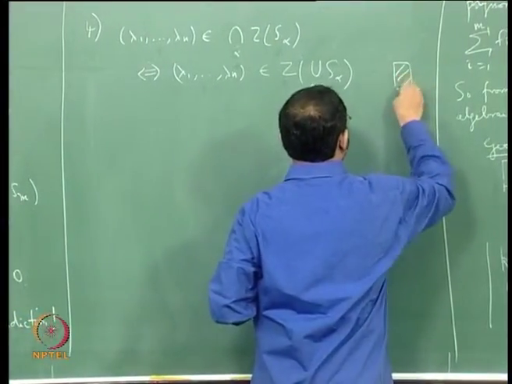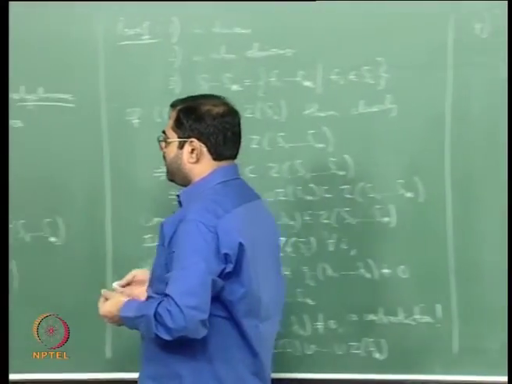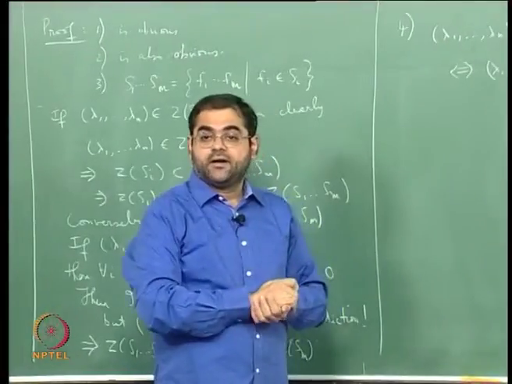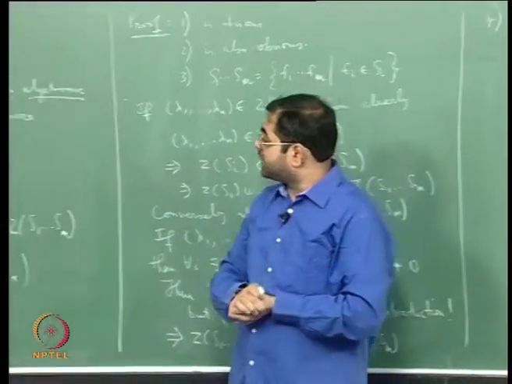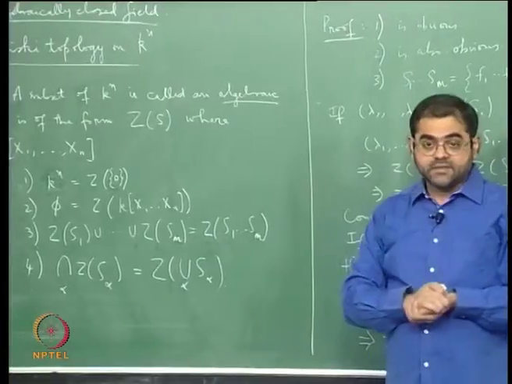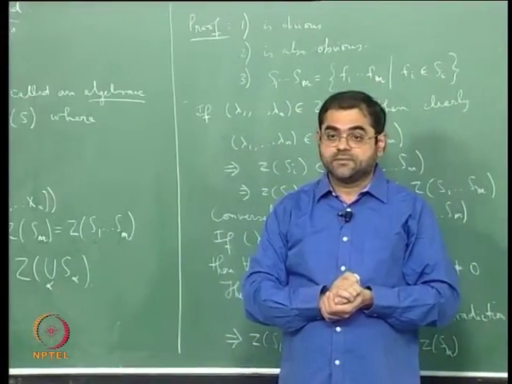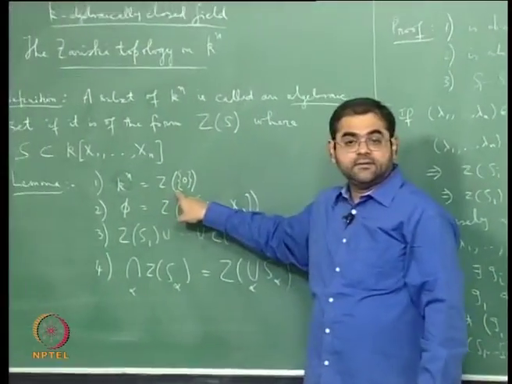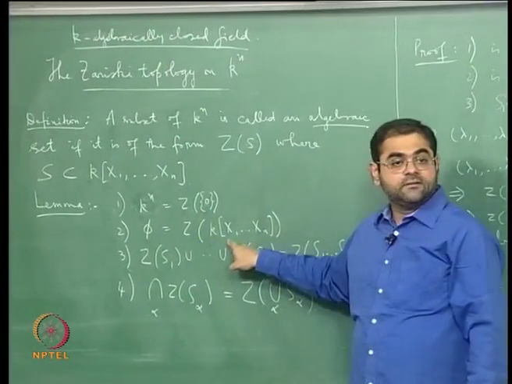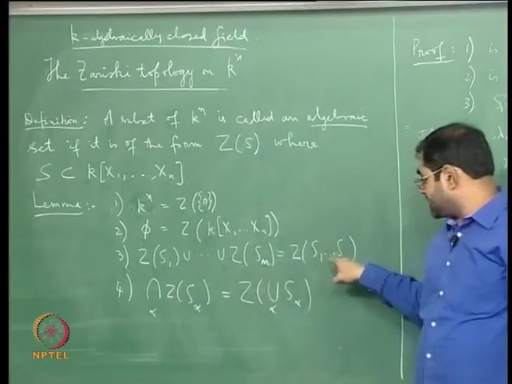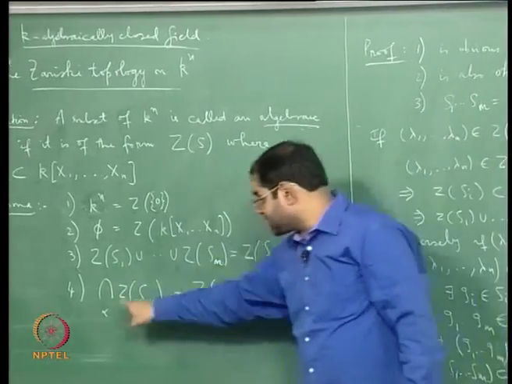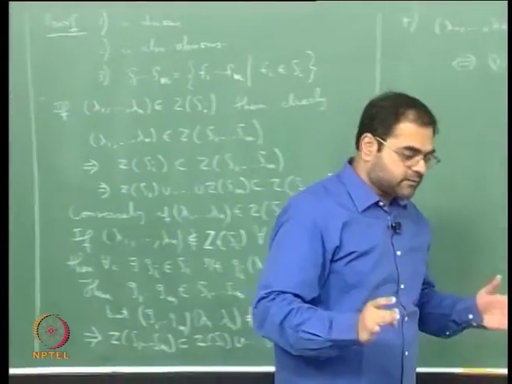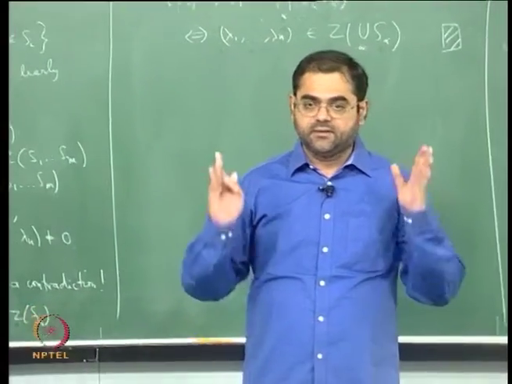It's a pretty simple exercise, but what is the import of this lemma? The import of this lemma is that you can declare subsets of K^n of this form, namely the algebraic subsets, to be closed sets. If you declare them to be closed sets, the lemma says that the whole space is a closed set, the empty set is a closed set, the union of finitely many closed sets is again a closed set, the intersection of an arbitrary collection of closed sets is again a closed set. And these are exactly the axioms for the closed sets in a topology.